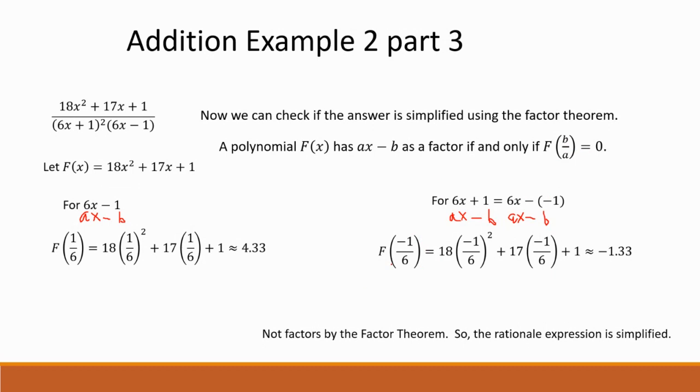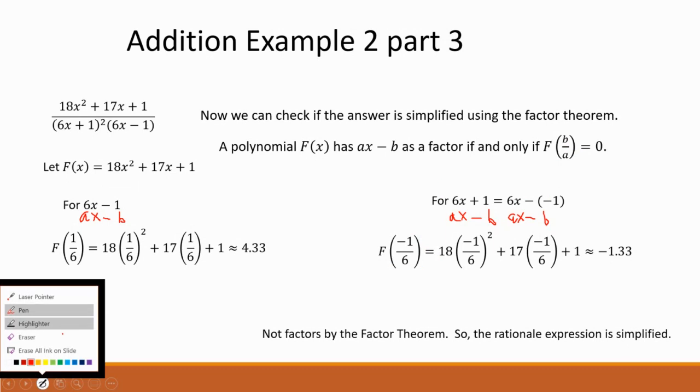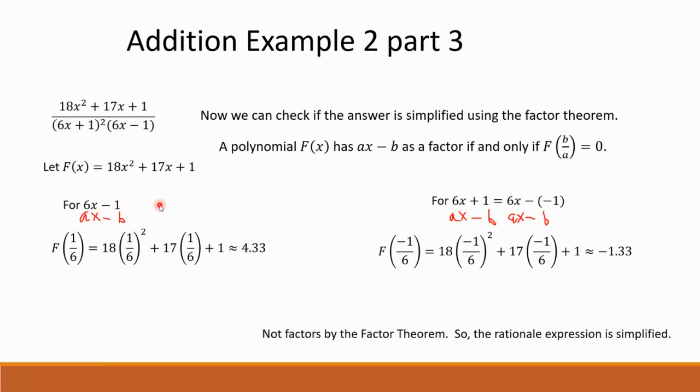And what do we get when we do this? We actually don't get 0, so it's not a factor. That tells us 6x plus 1 and 6x minus 1 are not factors of the numerator, by the factor theorem. So the numerator and denominator have no common factors, thus it's simplified. Okay, are there any questions on that? I know that was probably a little confusing. I hope I explained it well, but are there any questions?